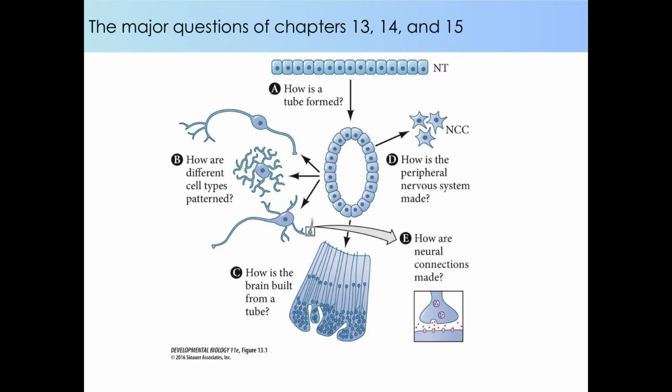In the next chapter, we'll focus on the specification of the different cell types of the brain and also on the growth of the brain from the neural tube. Finally, in chapter 15, we'll explore the development of neural crest lineages, which include the cells that form the peripheral nervous system.